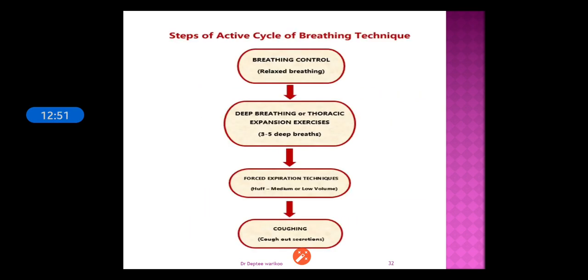So this is the basic cycle of ACBT, where we start with the breathing control, that is relaxed breathing. Then we take 3 to 5 deep breaths for thoracic expansion. Then there are forceful expiratory techniques, the huffing. And then at last, either the hard huff or the coughing to cough out the secretions.